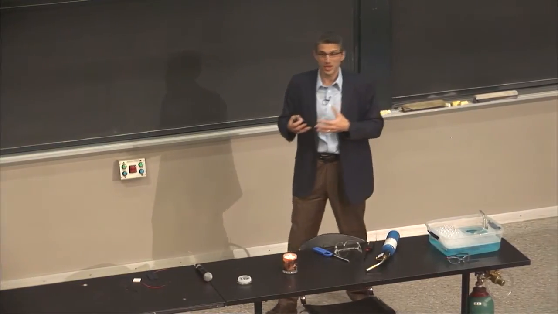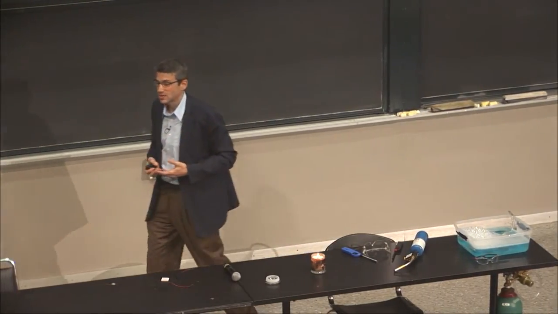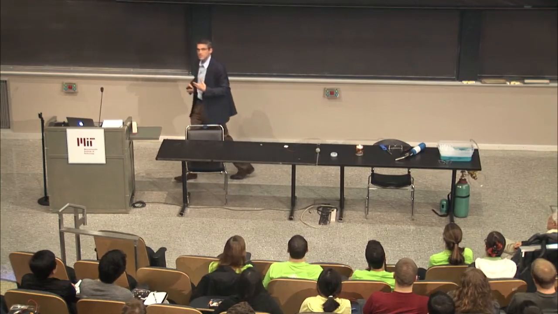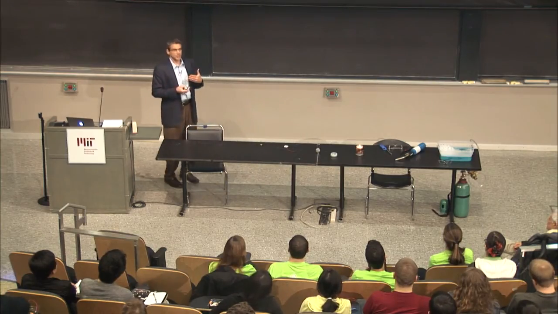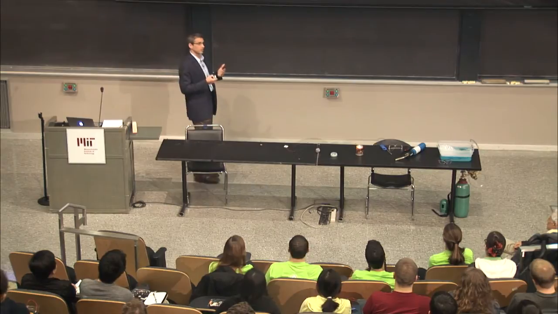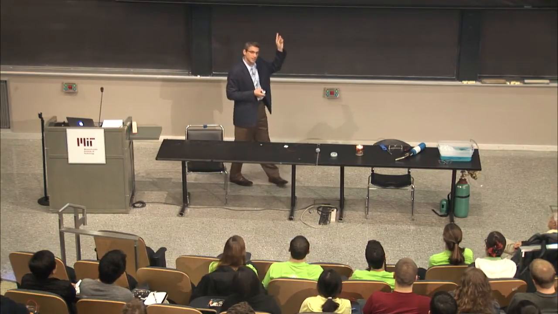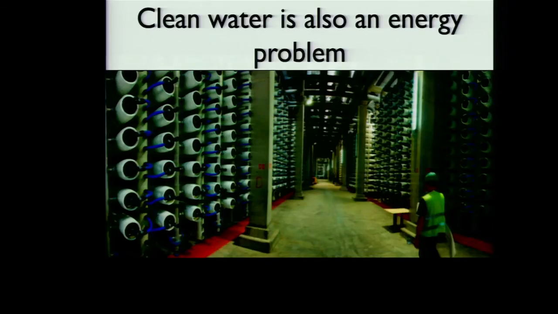It's just that we can't drink it because it's got too much salt in it. So we can take that salt out through desalination. And the best way to do that today, the most efficient way, is through something called reverse osmosis. This is one of the largest desalination plants in Israel. There are 40,000 of those membranes, and they're pushing seawater through.